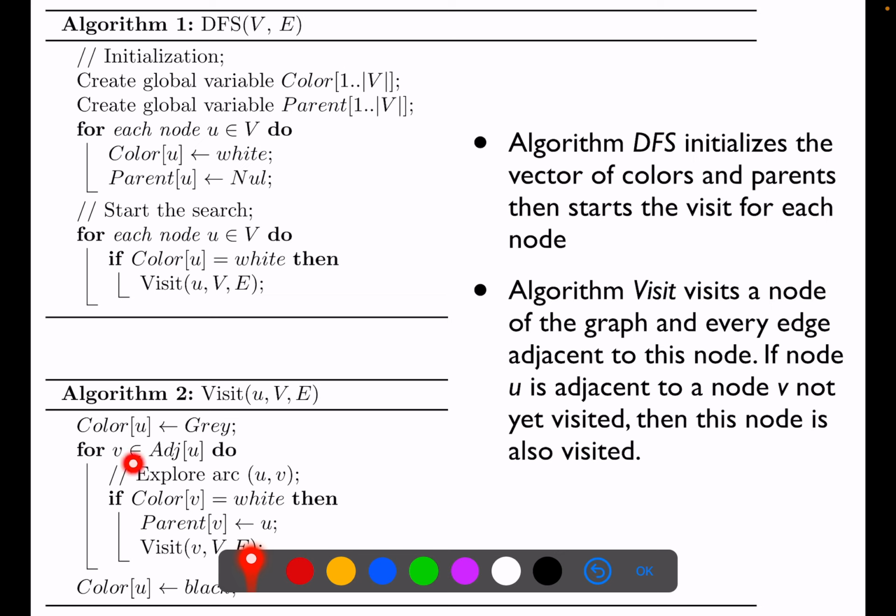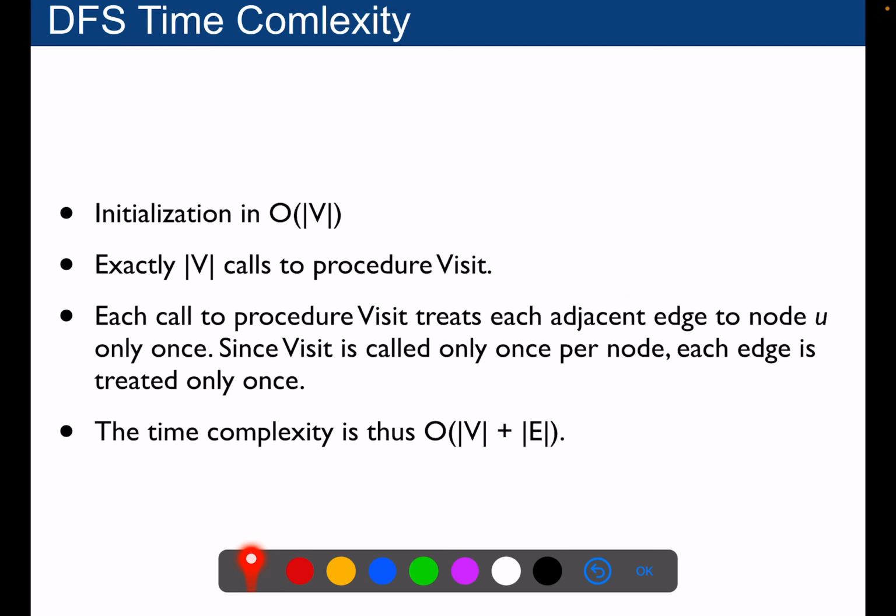And then when you come back, having recursively visited all the adjacent nodes that are not yet set, that are still white, you set the color of node U to black. And so the time complexity of this algorithm is order of number of nodes plus number of edges, right?